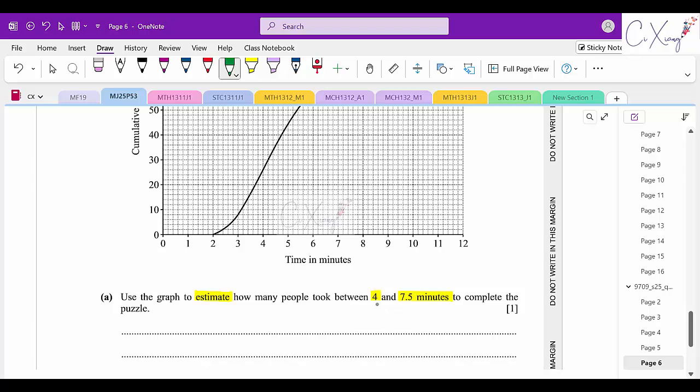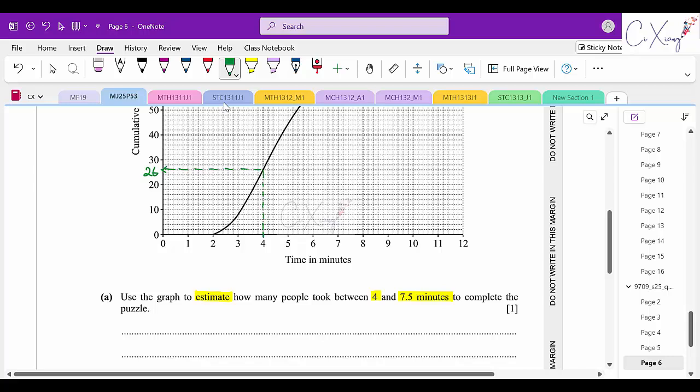Let us start with the 4, followed by the 7.5. So where's the 4 minutes? 4 minutes is on the x-axis because they said the x-axis is time in minutes, right? Therefore, I start from the 4, draw a line going up to the curve, touch it and reflect it to read the value off the graph. By right, you get the value 26. It depends on how you draw the line, but it is more or less 26.